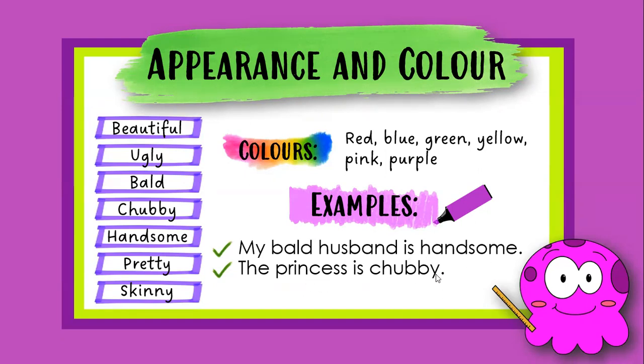The princess is chubby. So chubby is a word that describes the princess. Now you can use colors as well. We can say the purple princess is beautiful. And then in this case, purple would be an adjective for the princess as well as beautiful.